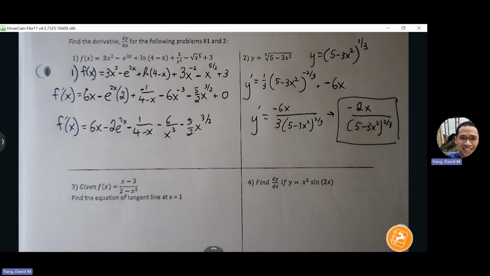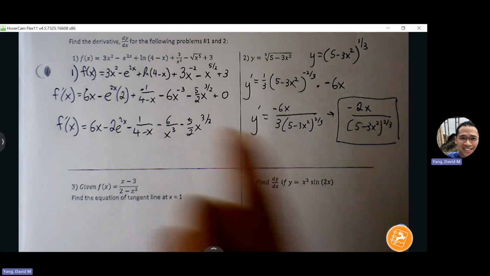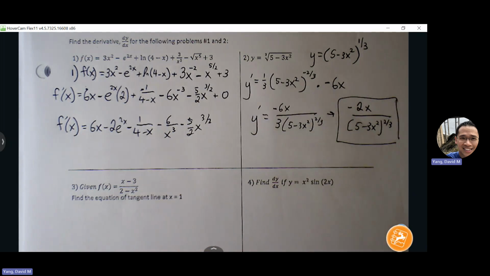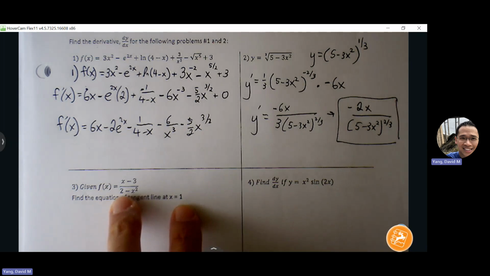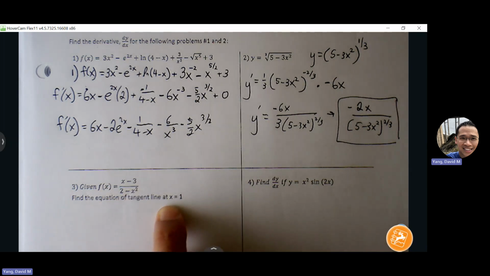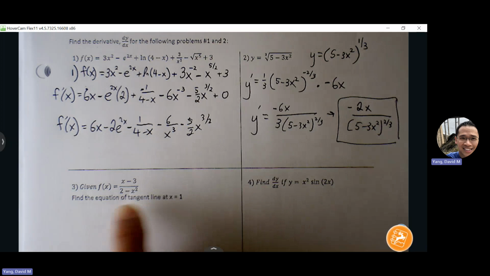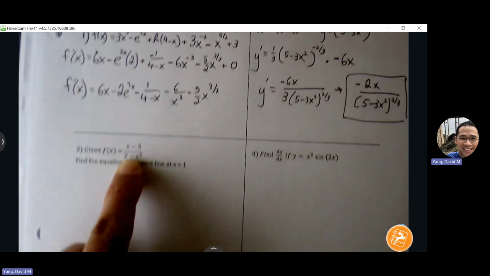Okay, number 3, find the equation of the tangent line at x equals 1. So to find the equation of the tangent line, what information do we need? Ordered pair and slope. Okay, so ordered pair, I can just take 1, plug into the original function, get the y value. To get the slope, I need to find the derivative. To get the derivative, I have to go through what? Quotient rule, right?